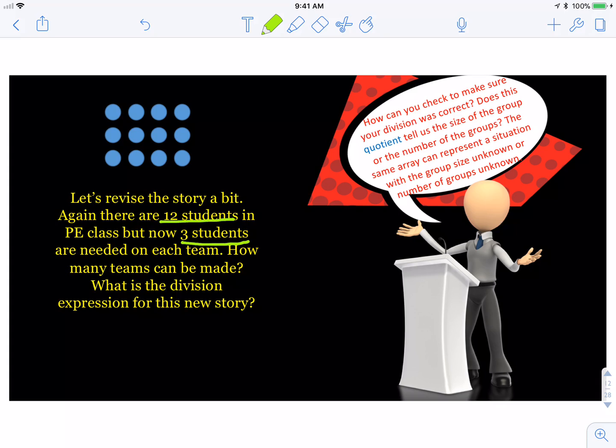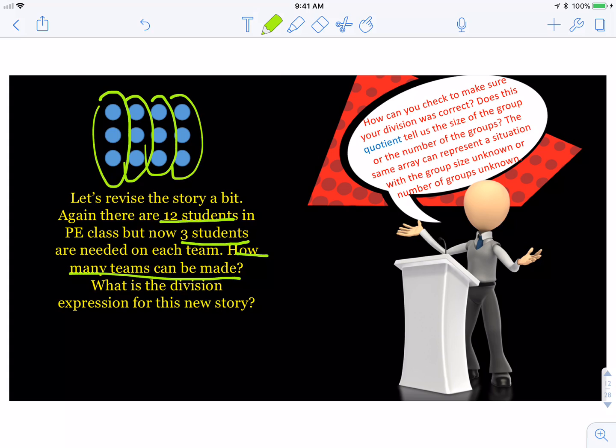So I'm going to go in, I'm just going to circle every 3 students. That's the best thing about the arrays. You have the picture. You don't really have to do anything. You just draw 12 dots, and now we have 3 students, so we do it by 3s. And I'm just going to go in and say, okay, there's 3, there's 3, 3, 3. How many teams can be made?